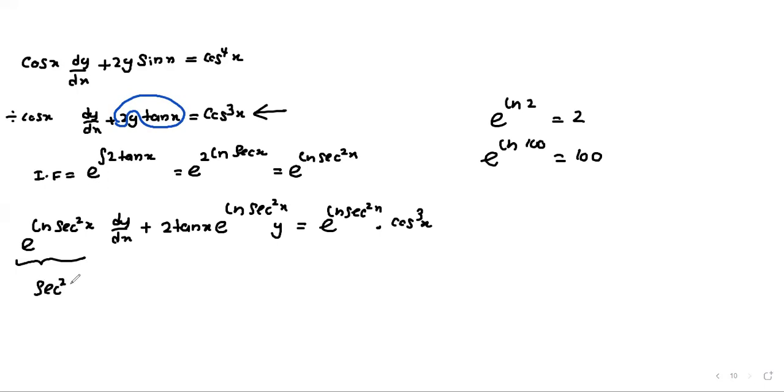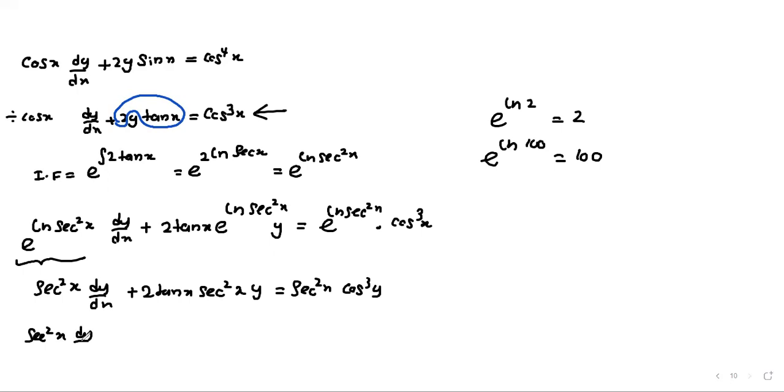It turns out to be sec squared x dy by dx plus 2 tan x sec squared x y equals sec squared x cos cube y. If you simplify, sec squared x times cos squared x is 1, so sorry, this is cos cube y. Yes, it turns out to be cos x. That's the answer we get with it, right?